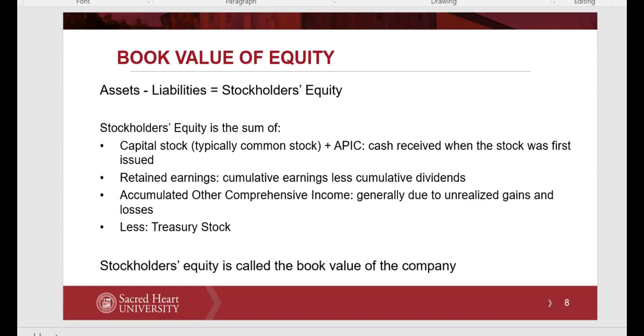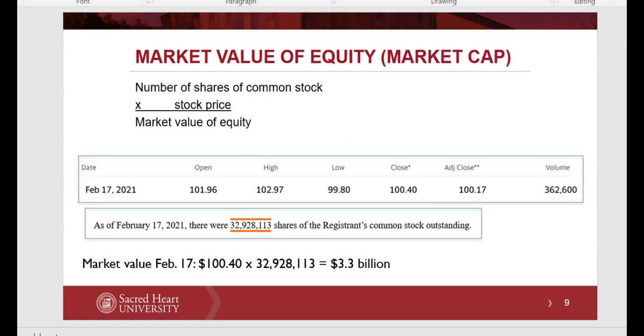Remember, stockholders' equity is typically common stock plus additional paid-in capital, retained earnings, accumulated other comprehensive income, less treasury stock. And again, remember we covered this in a previous week. Stockholders' equity is also referred to as the book value of the company, or the book value of equity. Market value, on the other hand, is the number of shares of common stock times the stock price. And the stock price is just determined by the market. And so if we want to know what a company's stock price is, it's going to change each trading day.